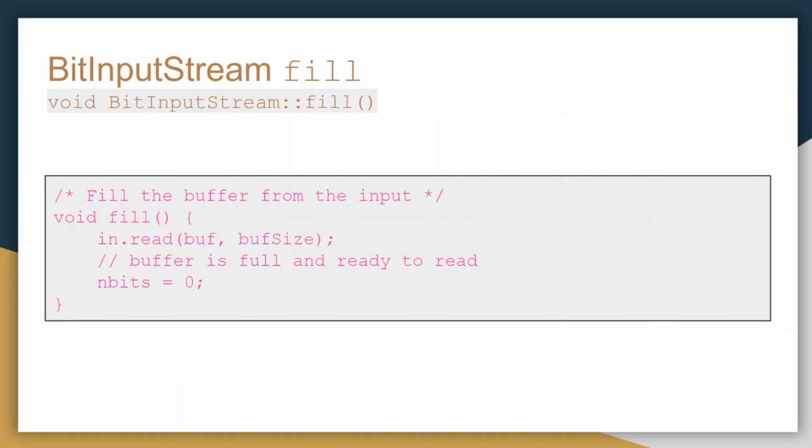Okay, so fill. For fill, this is what your fill method should look like. You need to read into the buffer, buff size, and when the buffer is full and ready to read, you're good. And you've read 0 bits.